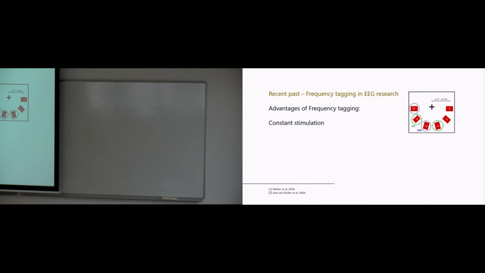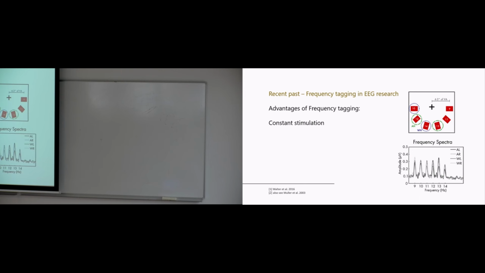So something closer to our real world when you compare it to the classical ERP paradigm where you just flash something on the screen and then you measure the response to that. So as long as the stimulus is on and flickering, you get a steady state response, so you can play that for several seconds.